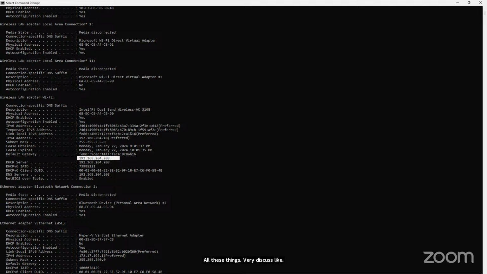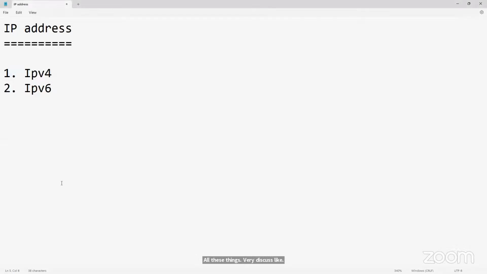Cool. Now let me go back to the notepad. Before going to the format, I have to explain 3 number formats. One is binary. Second is decimal. And third is hexadecimal. So does anyone know about these 3?